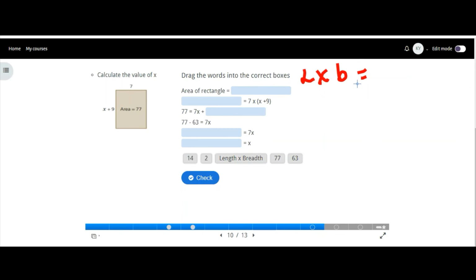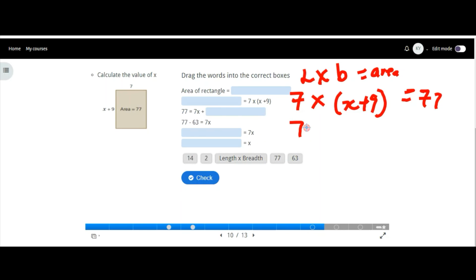So since we have length multiplied by breadth, which is the area of a rectangle, what is length multiplied by breadth here? Our length here is 7, and our breadth is x plus 9. They have already given us the area to be what? 77. So we use 7 to open this bracket by multiplying through. 7 times x will give us 7x, plus 7 times 9 is what? That's 63, equals to 77.